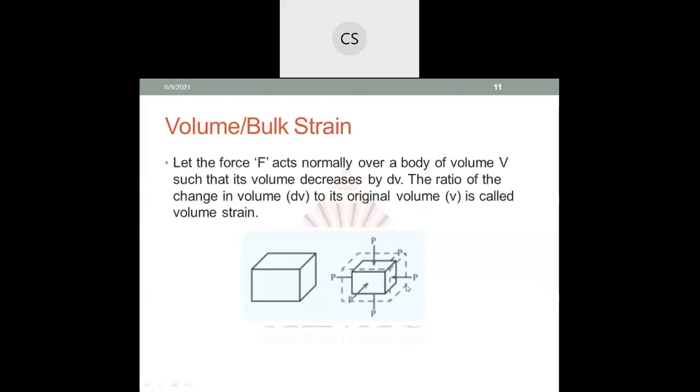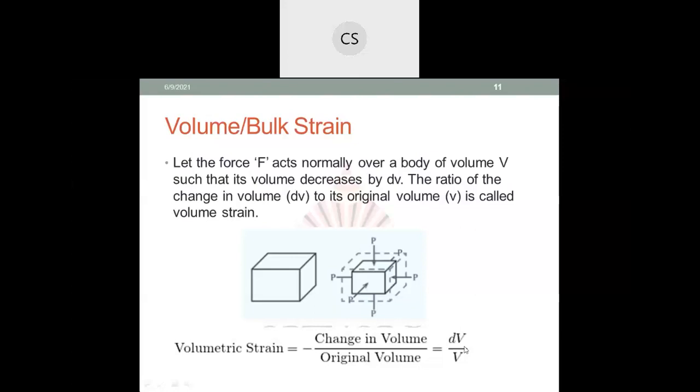So therefore volume strain is defined as, volumetric strain and volume strain are the same. Volume strain or bulk strain is defined as the change in volume. What is the change in volume? You have defined it as dV divided by the original volume. That is known as bulk strain.